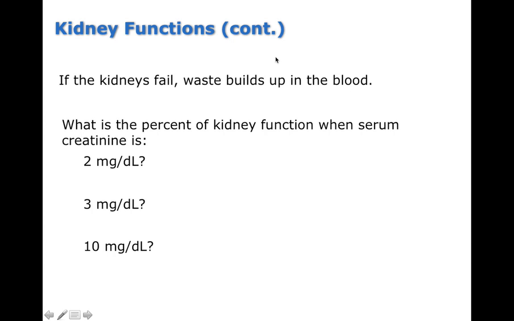And when those wastes build up in the blood, they can cause problems throughout the body, and we'll talk about that in future slides, or next chapter rather. But what percent of the kidney function is left if your serum creatinine is like 2, 3, or 10 milligrams per deciliter? Well, we know that creatinine is a metabolite. And as a metabolite, it's basically the product of chemical reactions in your body. And it's a waste as well, and it's eliminated by your kidneys. So we can look at creatinine clearance as a measure of kidney function, because your kidneys should be able to get rid of a certain amount of creatinine per minute.